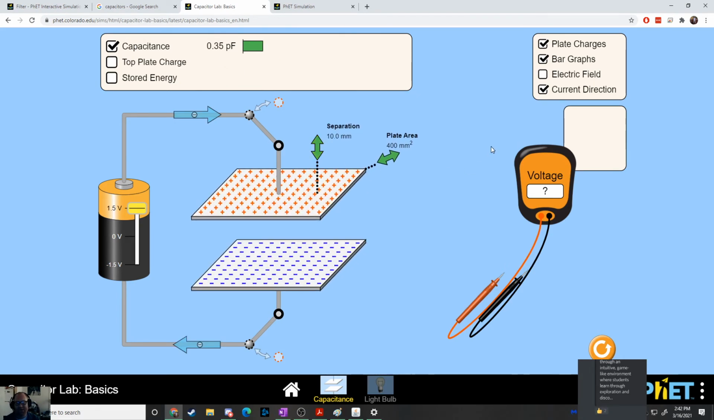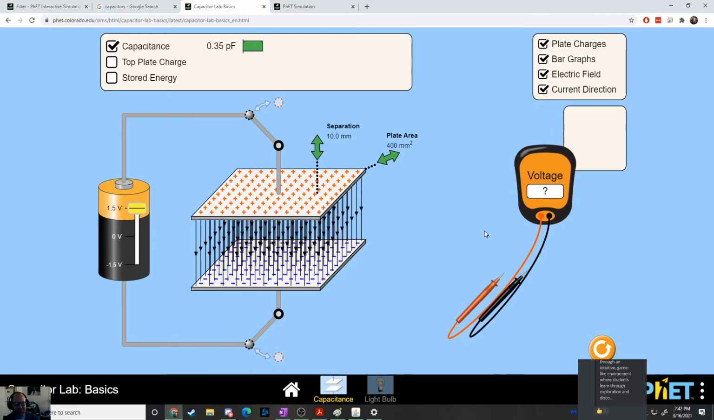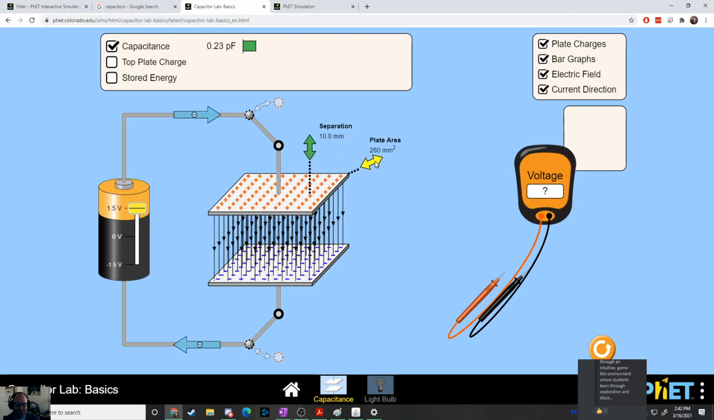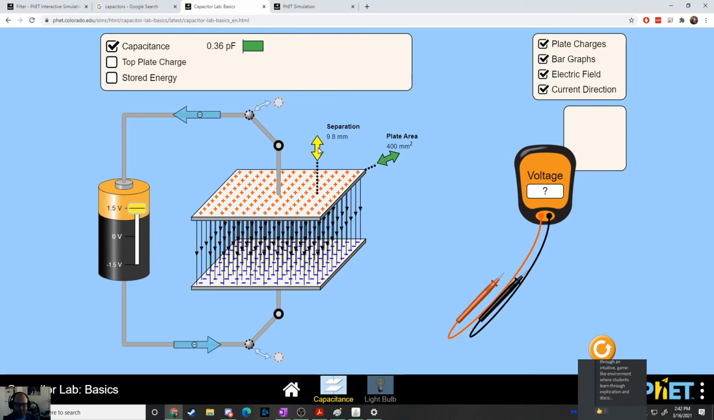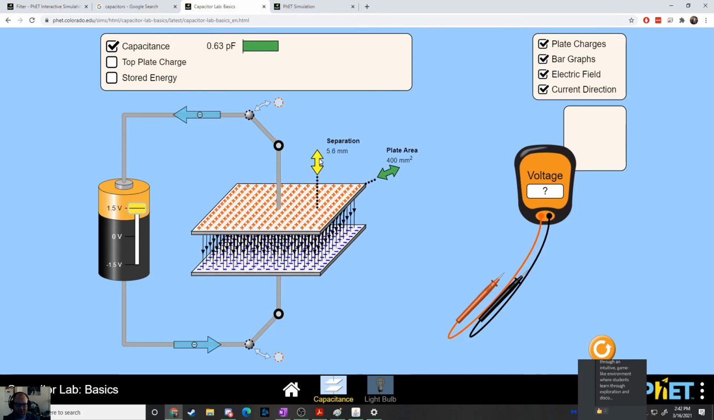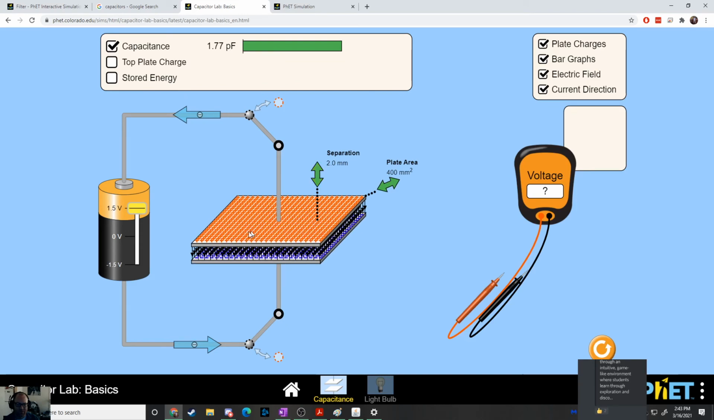Okay. In addition, we can also highlight what the electric field lines look like between the plates. They look like that. And as we make the plates smaller, the electric field is going to get either stronger or weaker. As we bring them together, the electric field will definitely get stronger, as you get more and more field lines packed into that little region right there.